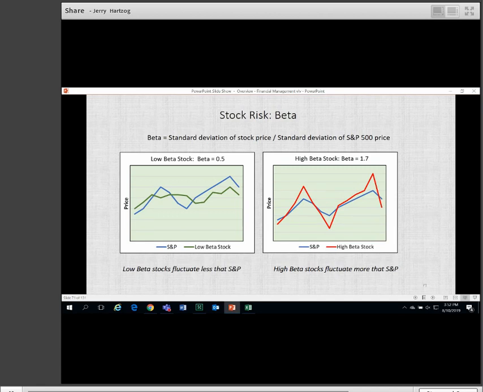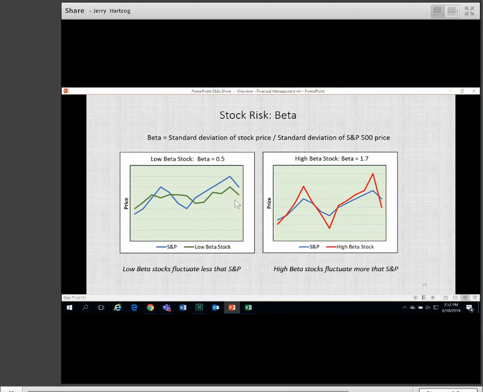So when you buy a high beta stock, you don't know whether you're buying here at the peak, and soon you're going to lose a lot of money when the stock price drops down to here. Or it could be that you're buying down here at the bottom and the price is getting ready to take off and you're going to make a lot. So there's a lot more volatility. So high beta stocks, the price just fluctuates a lot more than the S&P 500.